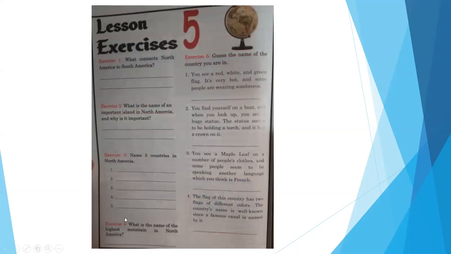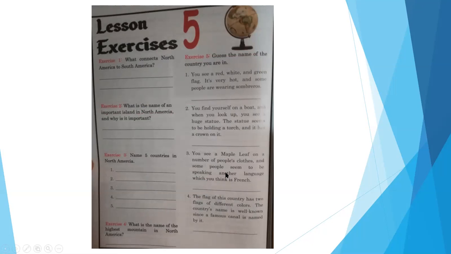Number 4. What is the name of the highest mountain in North America? We've gone through that as well. Now you have to look at the flags and answer these questions. It says here, you see a red, white, and green flag. It's very hot and some people are wearing sombreros. Which country is this? You find yourself on a boat and when you look up, you see a huge statue. The statue seems to be holding a torch and it has a crown on it. Which country is this? You see a maple leaf on a number of people's clothes and some people seem to be speaking another language which you think is French.